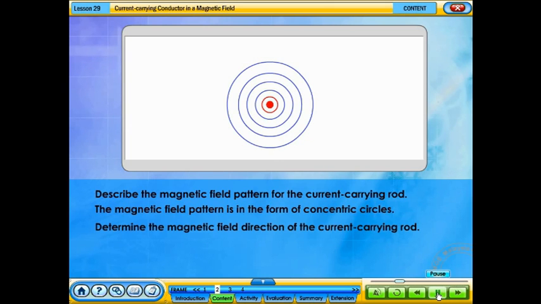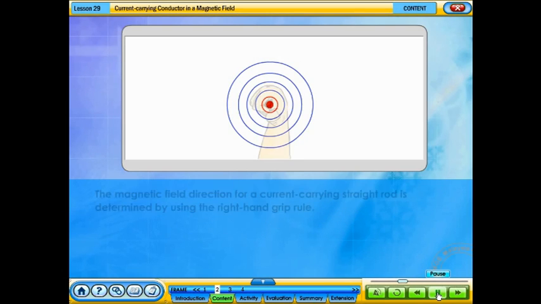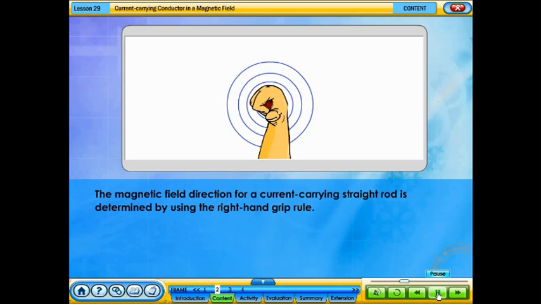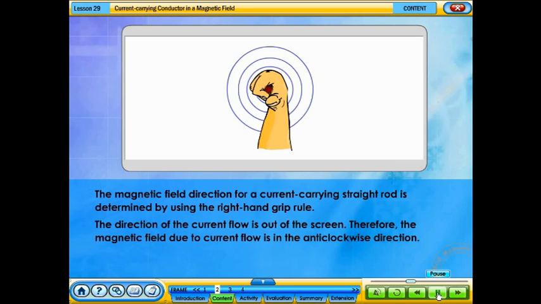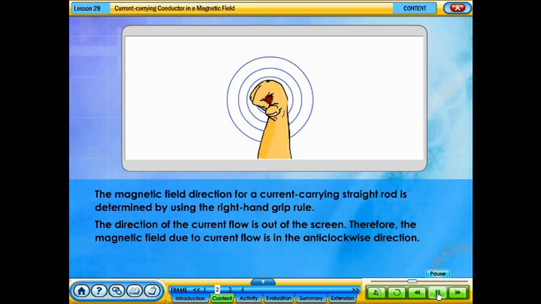Determine the magnetic field direction of the current-carrying rod. The magnetic field direction for a current-carrying straight rod is determined by using the right-hand grip rule. The direction of the current flow is out of the screen. Therefore, the magnetic field due to current flow is in the anti-clockwise direction.